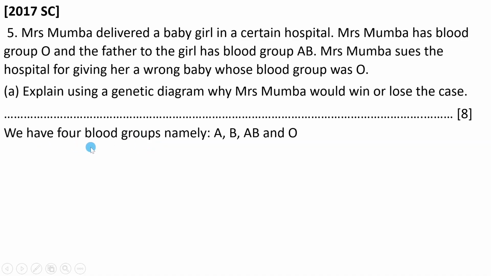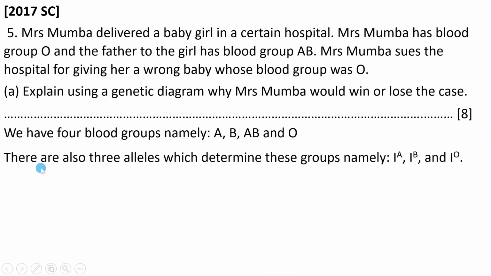So we have 4 blood groups, first of all, to begin with. We have A, B, then AB and O. So these are the four types of blood groups. Then there are also three alleles which determine these groups, namely allele A, allele B, and allele O. So the way these combine themselves will determine which blood group they make.